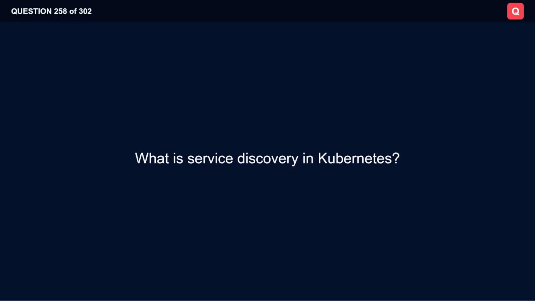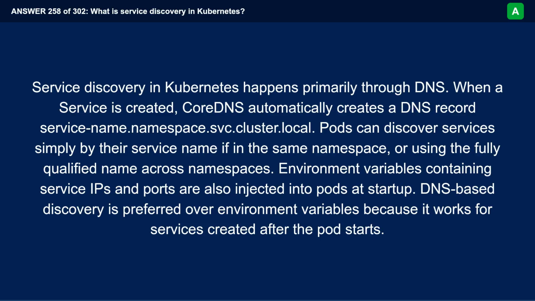What is service discovery in Kubernetes? Service discovery in Kubernetes happens primarily through DNS. When a service is created, CoreDNS automatically creates a DNS record: service-name.namespace.svc.cluster.local.